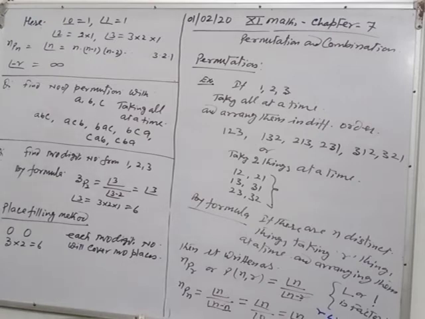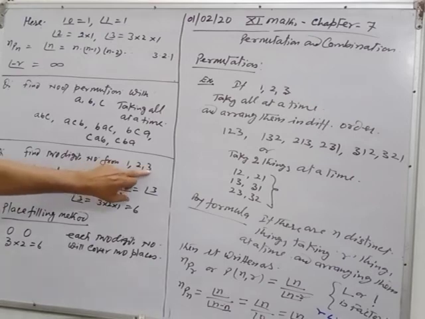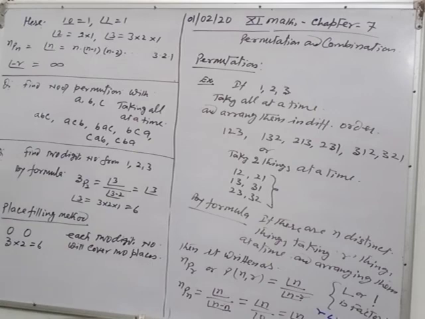One more method, a very simple method, the place filling method. So what is the place filling method? See here, there are three things, 1, 2, 3. You have to form a two-digit number. Each two-digit number will occupy two places. So you will mark two squares here. Okay. Now fill the places with the given digits 1, 2, 3. So look here. For the first place you have three digits 1, 2, 3. You can put one of them in the first place. You can start from 1 or from 2 or from 3.